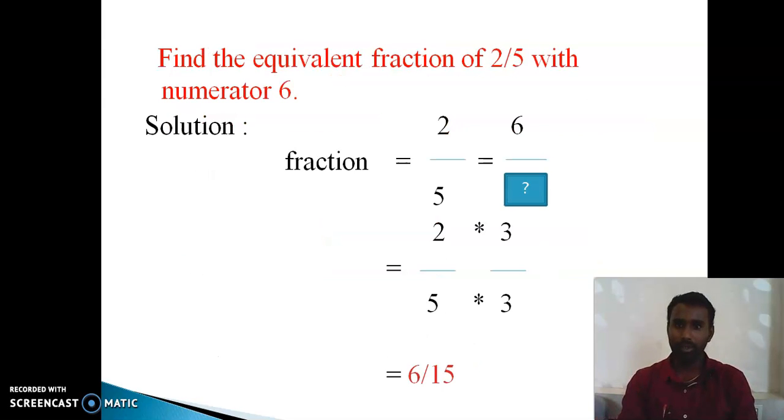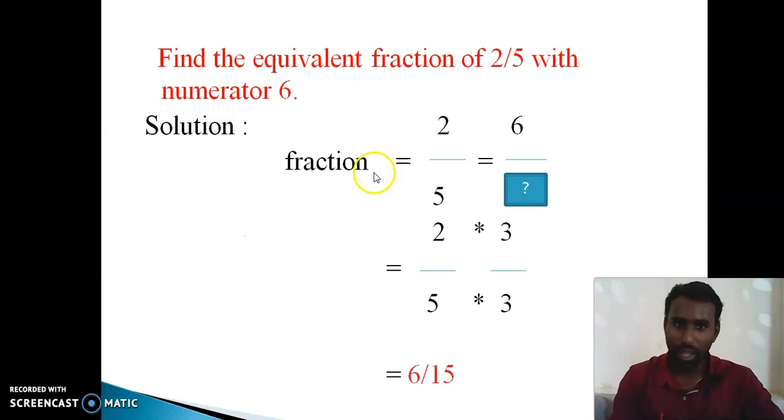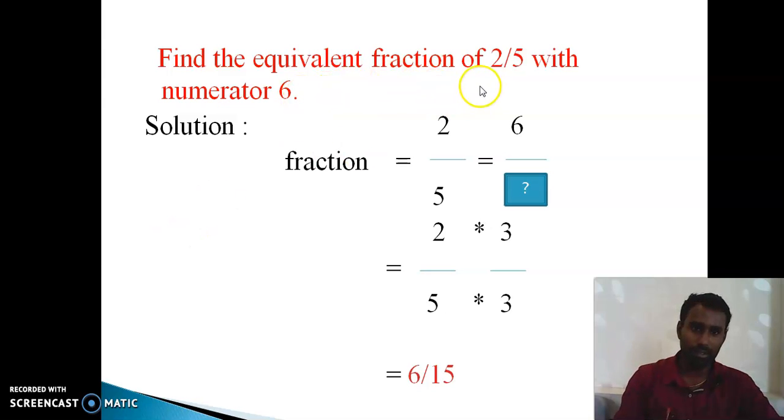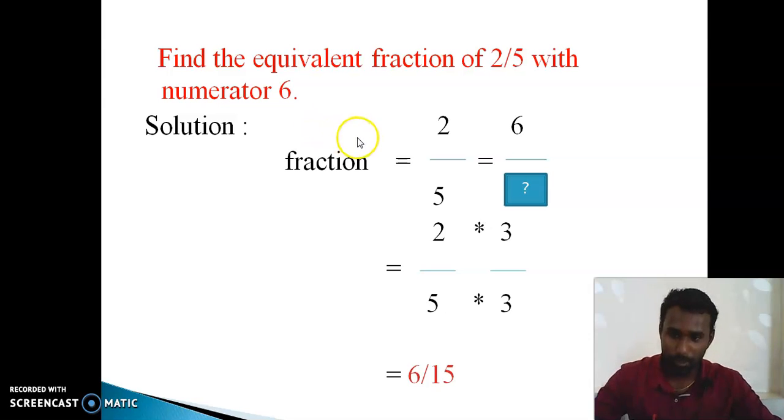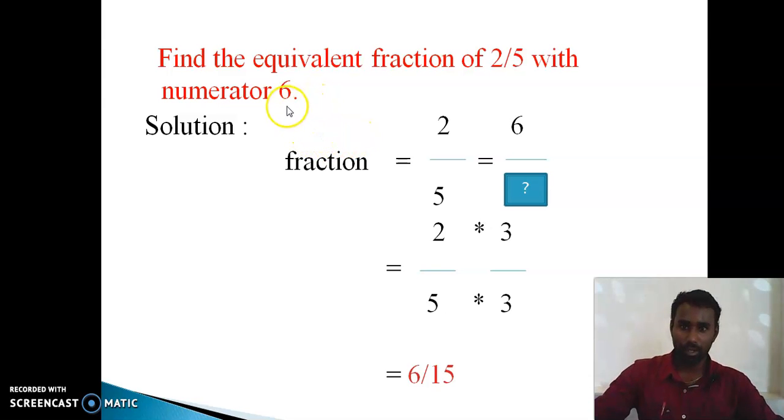Okay. So next one, find the equivalent fraction of 2 by 5 with the numerator 6. First you have to write the fraction 2 by 5. You know how to find the equivalent fraction, right? Whichever number you multiply the numerator by, the same number should be used for the denominator. Here the numerator should change.